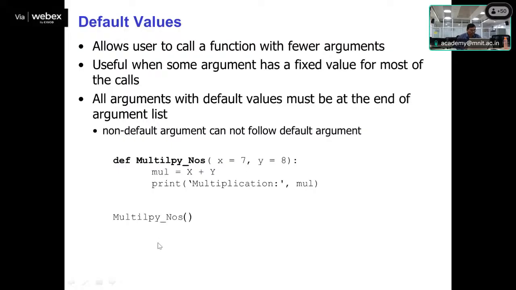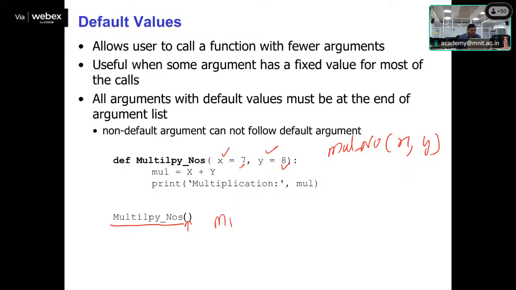Let us take an example. We are taking one function, multiply number, with x and y. Generally we give x and y, but instead of that, in this declaration we are also giving the values: x to be 7, y to be 8. So this is known as the default value. In case, during the call to multiply number, we do not give any values, x and y are assumed to be 7 and 8.